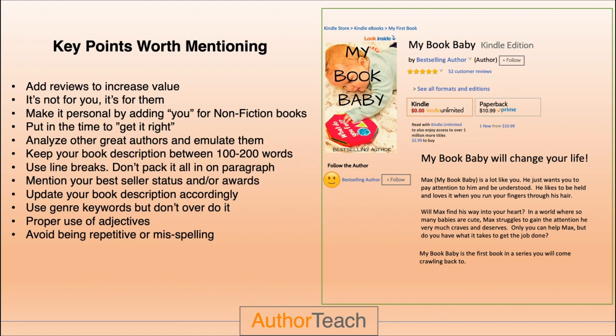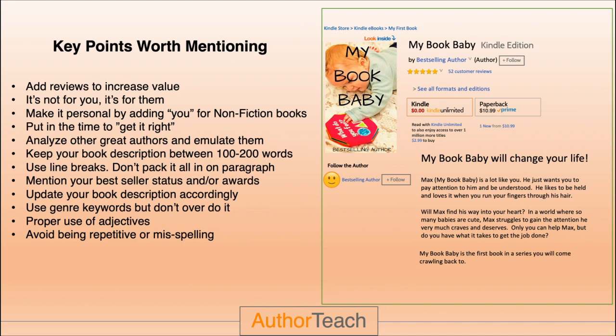Another thing that you can do that is really good is analyze and emulate other great authors without plagiarizing them. Remember to keep your book description between 100 and 200 words and use line breaks. It all does not have to be in one paragraph. This definitely looks unprofessional. It's okay to mention your bestseller status. You can include that you are a #1 bestseller, international bestseller, or any other titles you or your book has won. Update your book description accordingly, especially if you've made significant changes to it.